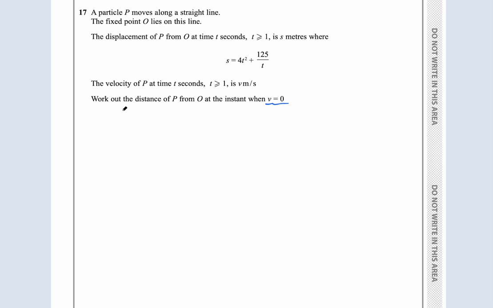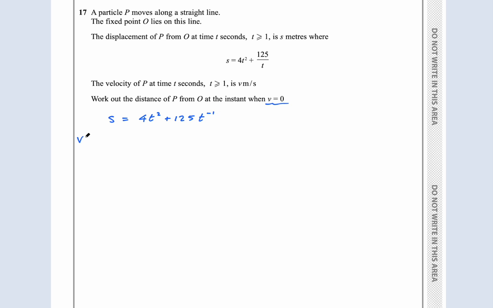So the way we get velocity when we have the displacement, and guys, even if you find this question really confusing, which it is, when you know you're dealing with a kinematics question, which is this velocity, time, distance, acceleration kind of question, just differentiate this, because you'll definitely get a mark for that. So S is 4t squared plus, now I'm going to change this, guys, to t to the power of minus 1. I can do that because when you divide by t, it's the same as raising to a negative power. So that's the same thing.